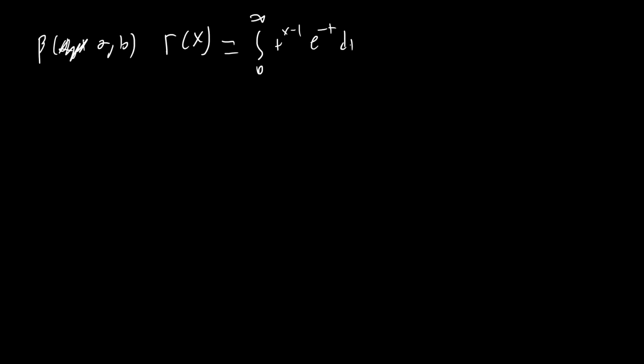Alright, so this next method is going to be the gamma and beta functions. So beta of A comma B and gamma of x. The gamma function is defined by an integral of t to the x minus 1 times e to the negative t, and it's an extension of the factorial function.